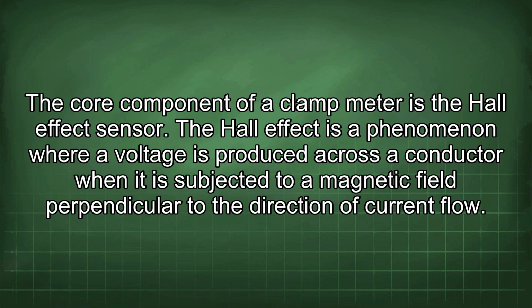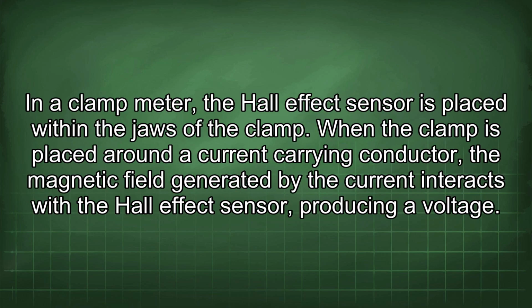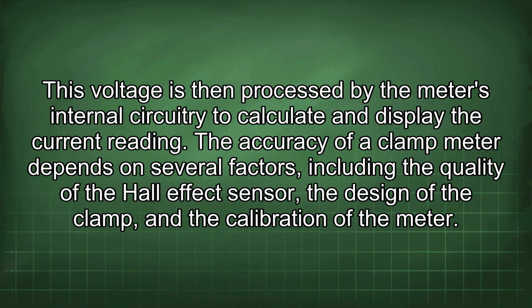The Hall effect is a phenomenon where a voltage is produced across a conductor when it is subjected to a magnetic field perpendicular to the direction of current flow. In a clamp meter, the Hall effect sensor is placed within the jaws of the clamp. When the clamp is placed around a current-carrying conductor, the magnetic field generated by the current interacts with the Hall effect sensor, producing a voltage. This voltage is then processed by the meter's internal circuitry to calculate and display the current reading.